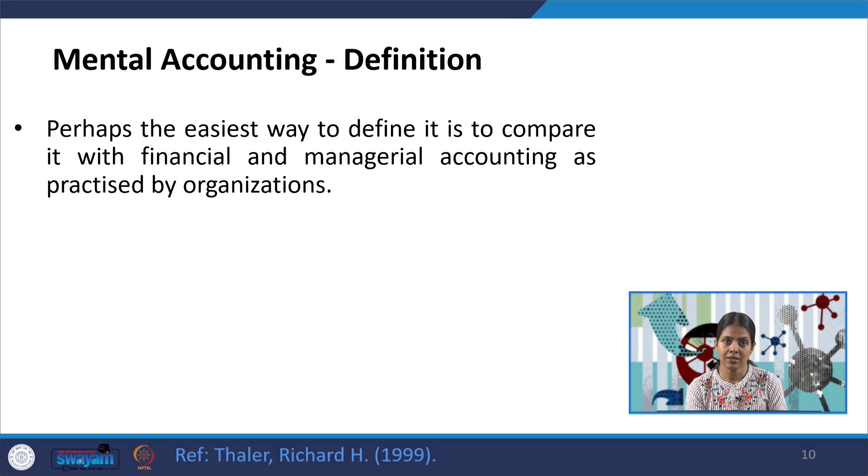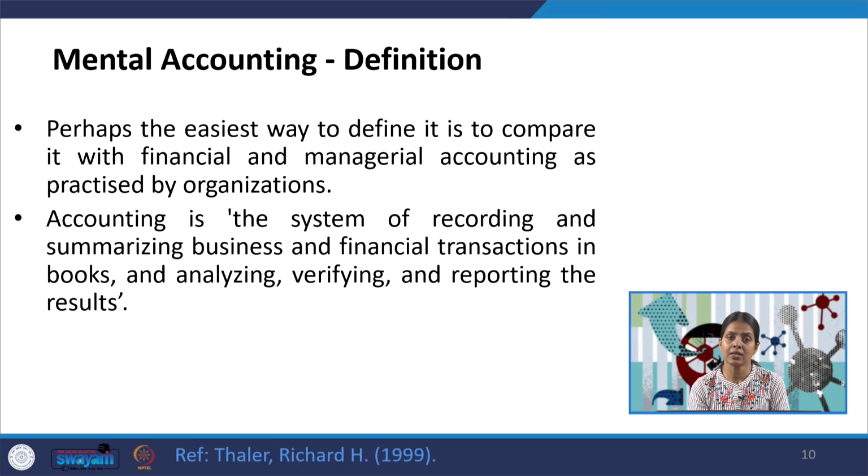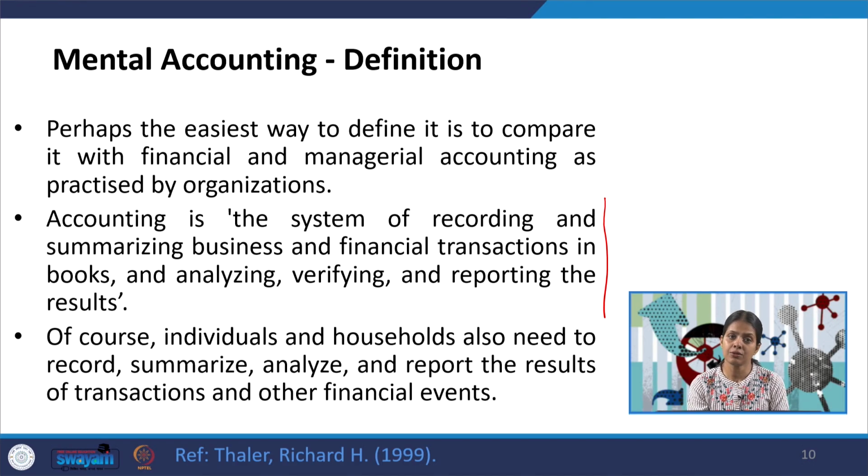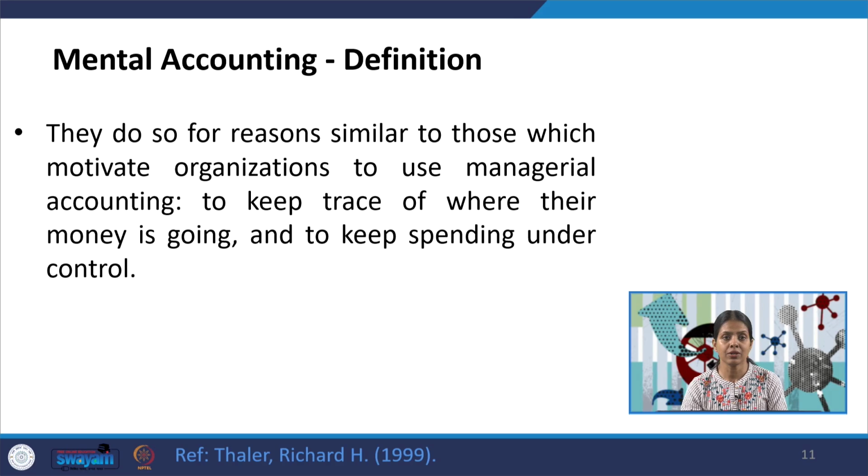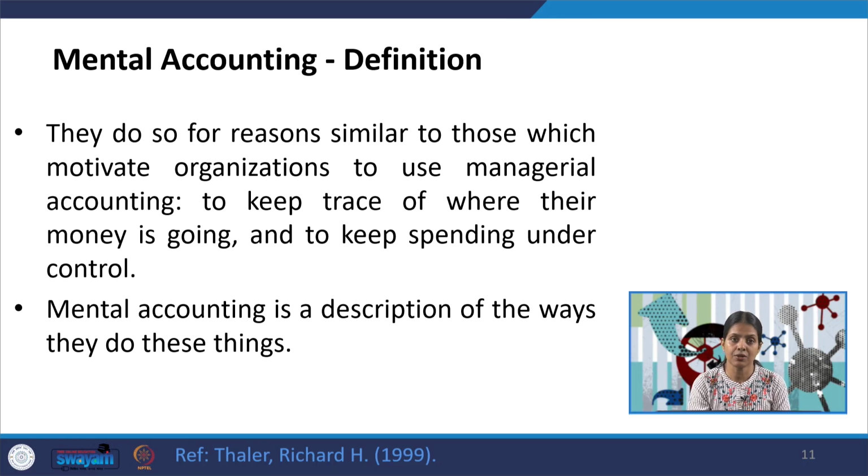Perhaps the easiest way to define mental accounting is to compare it with financial and managerial accounting as practiced by organizations. Accounting is the system of recording and summarizing business and financial transactions in books and analyzing, verifying and reporting the results. So, this is how we can formally define accounting. Of course, individuals and households also need to record, summarize, analyze and report the results of transactions and other financial events. They do so for reasons similar to those which motivate organizations to use managerial accounting, and the purpose is to keep track of where their money is going and to keep spending under control. It also adds where the money is coming from, how we are spending it, and how we can control our expenditures. Mental accounting is a description of the ways they do these things.